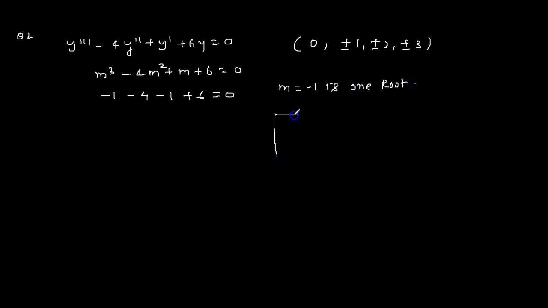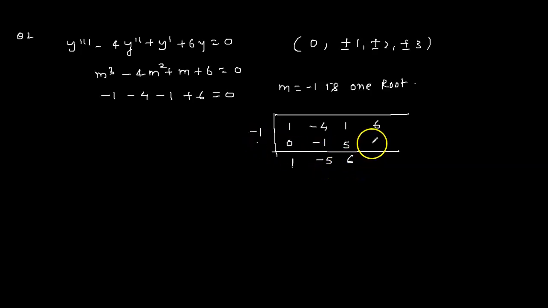Create the table here and convert this cubic equation to a quadratic. Write the coefficients: 1, minus 4, minus 1 and 6. The first term is 0 here. Add the two: 1 plus 0 is 1. Multiply by minus 1 and write it here: minus 1 into 1 is minus 1, that becomes minus 5. Minus 1 into minus 5 is 5, that becomes 6. 6 into minus 1 is minus 6, and this is definitely 0. So the quadratic is m square minus 5m plus 6 is equal to 0.